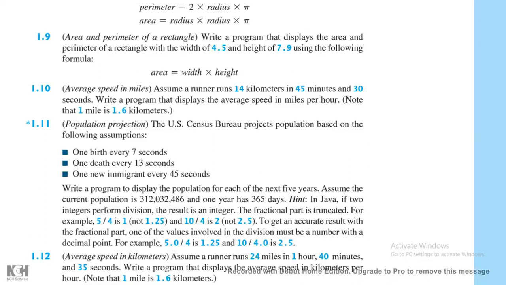The hint here is, in Java, if two integers perform division, the result is an integer. The fractional part is truncated. For example, 5 over 4 is 1, not 1.25, and 10 over 4 is 2, not 2.5. To get an accurate result with the fractional part, one of the values involved in the division must be a number with a decimal point. For example, 5.0 over 4 is 1.25, and 10 over 4.0 is 2.5.